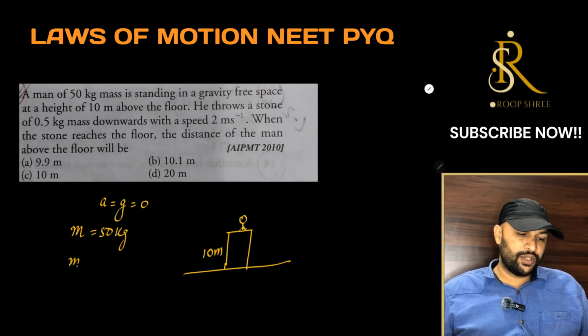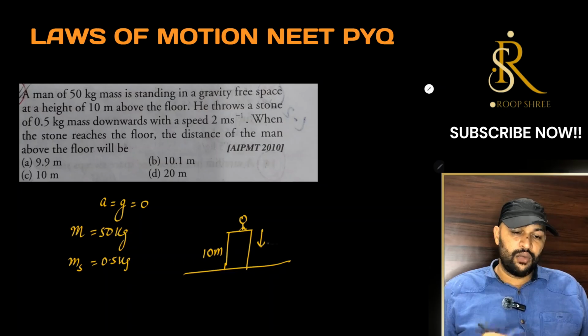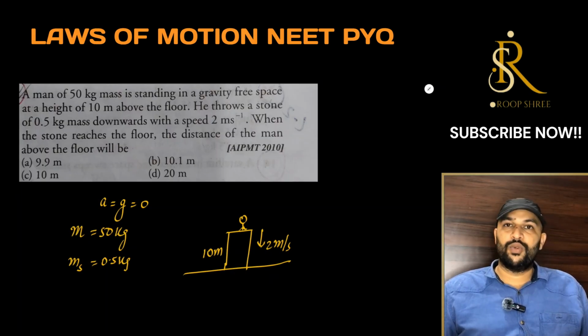Okay, great. He throws a stone. The mass of the stone is how much? It is 0.5 kg, downward with a speed of 2 meters per second. So it is going 2 meters per second in the downward direction. When the stone reaches the floor, the distance of the man above the floor will be how much?